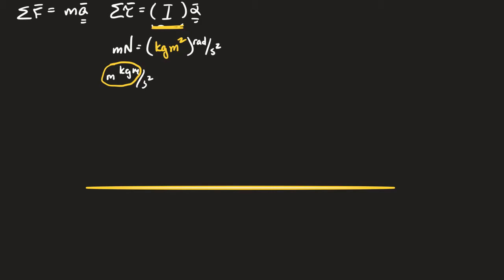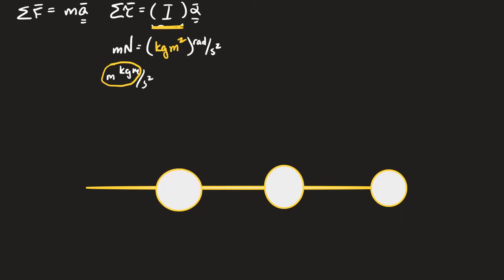I want you to imagine I have 3 point masses that are connected by a thin, light, massless rod. Some way of connecting them together that doesn't contribute to the moment of inertia. And this can rotate about a pivot point over here. So this whole thing can rotate about this pivot.